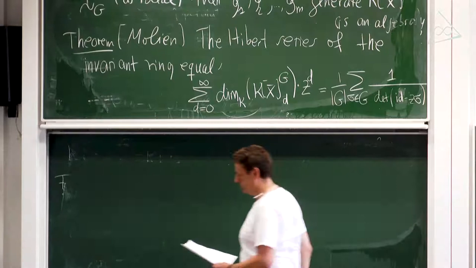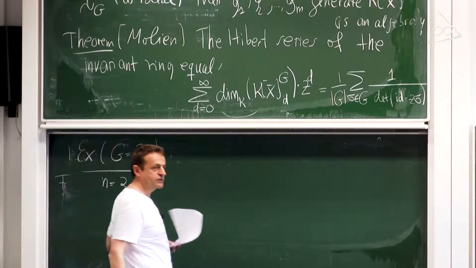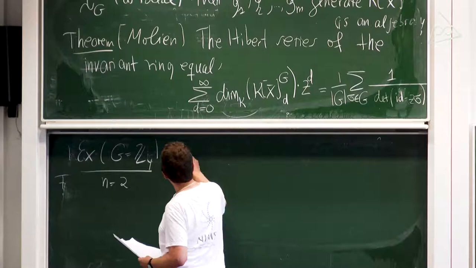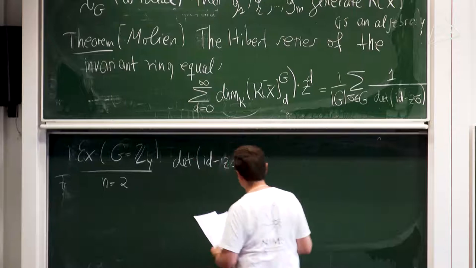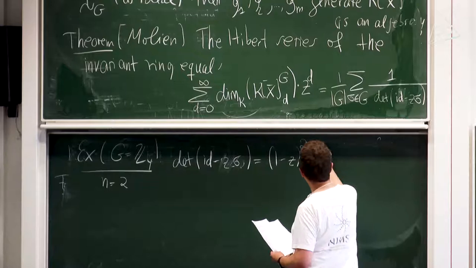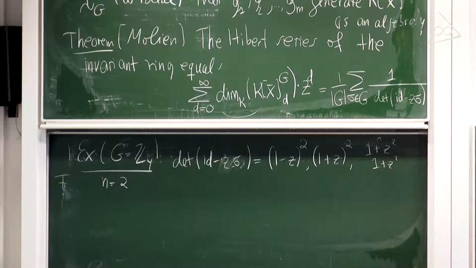Let's see this for our cyclic group of order 4. So we're in two variables. We have this group that consists of 4 two by two matrices. Let's calculate these funny characteristic polynomials. Sigma is any of these matrices. For the identity, we get 1 minus z squared. Minus the identity gives us 1 plus z squared, and for the 90-degree rotation and the 270-degree rotation, they're conjugates, and their characteristic polynomial is 1 plus z squared.